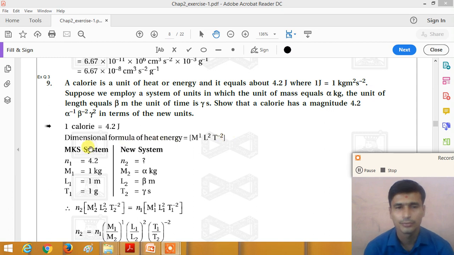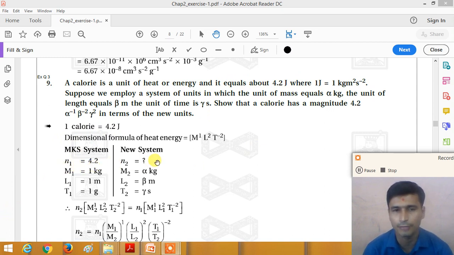So here we have two systems of units. First one is the MKS system and the new system we consider, in which the mass is equal to alpha kg, unit of length is equal to beta meter, and unit of time is gamma second. So in MKS, N1 is equal to 4.2 joule, right? The constant, 1 calorie of heat energy, is equal to 4.2 joule. So in the MKS system, we take N1 is equal to 4.2 joule.